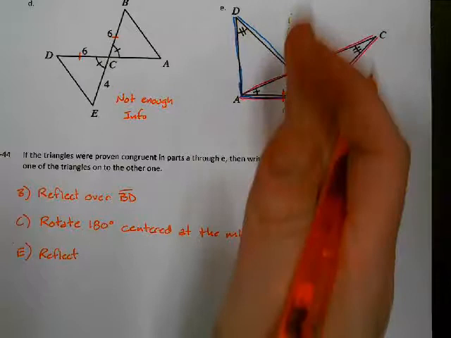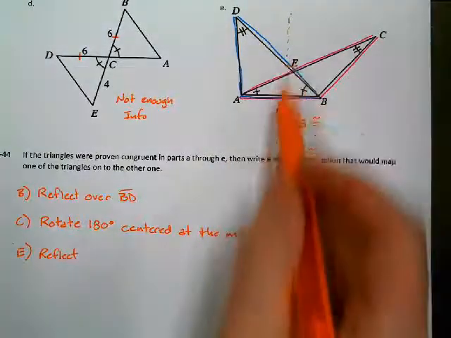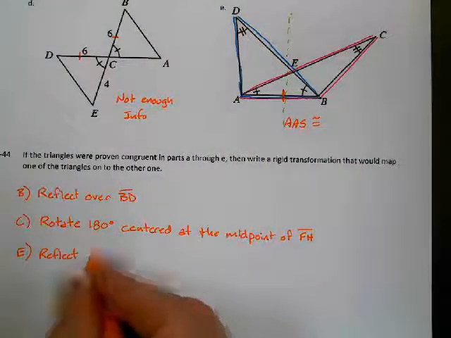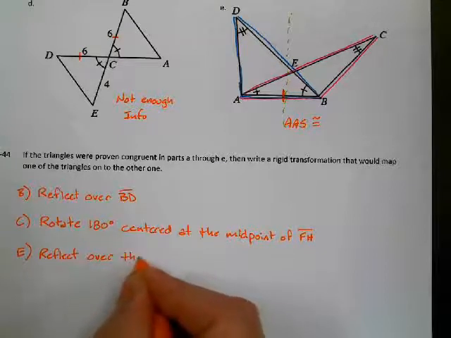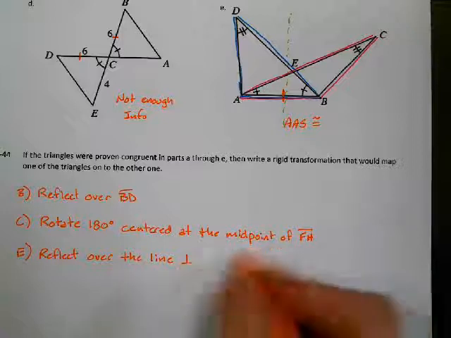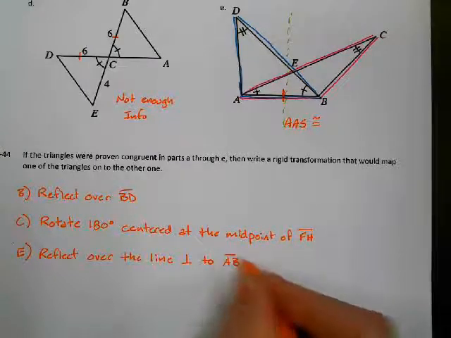So we're going to reflect over the line that is perpendicular to AB at the midpoint. And then one would be on top of the other.